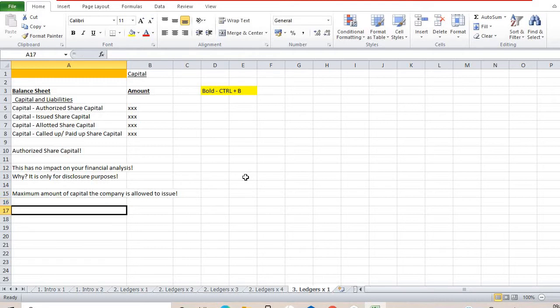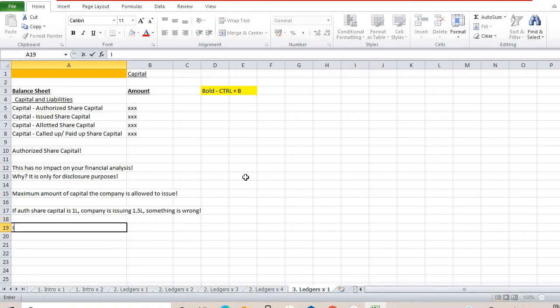Which means if the authorized share capital in a company's balance sheet is, let's say, 1 lakh, right? Company is issuing 1.5 lakhs, something is wrong. You need to open your eyes. It means that you're being fooled, you're being taken for a ride, because the company is not allowed to issue 1.5 lakhs. The authorized share capital for the company is only 1 lakh, right?